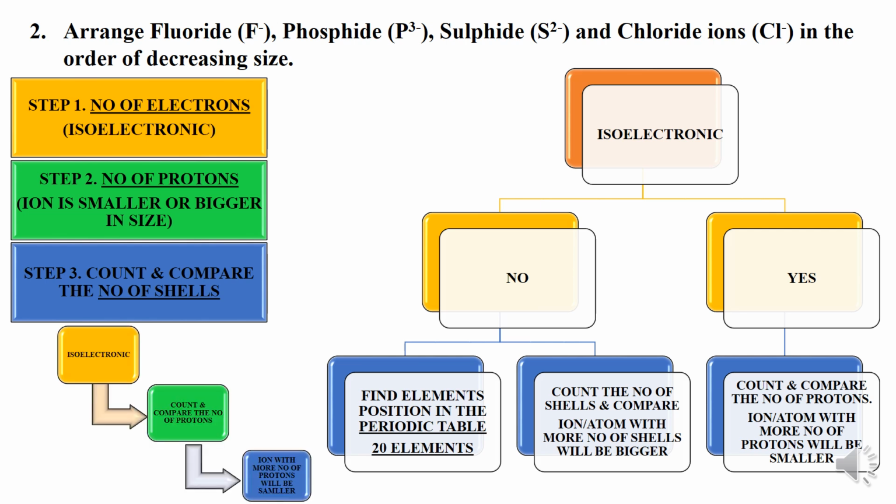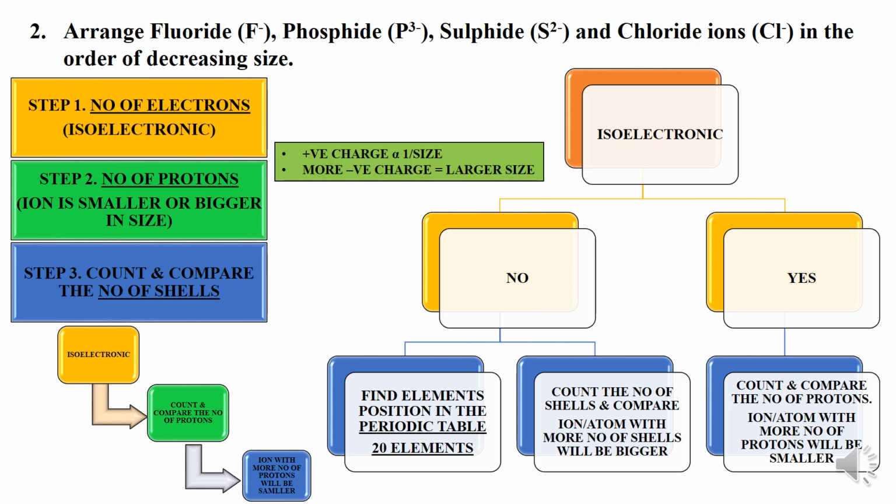So if the given series is isoelectronic in nature, count and compare the number of protons, and the ion with more number of protons will be smaller. And remember these two formulas. The positive charge is inversely proportional to the size of the ion. That is to say, if the number of positive charges is more, the size of the ion will be smaller, and if the number of positive charges is less, the size of the ion will be bigger. And the more the number of negative charges, the larger the size of the ion.